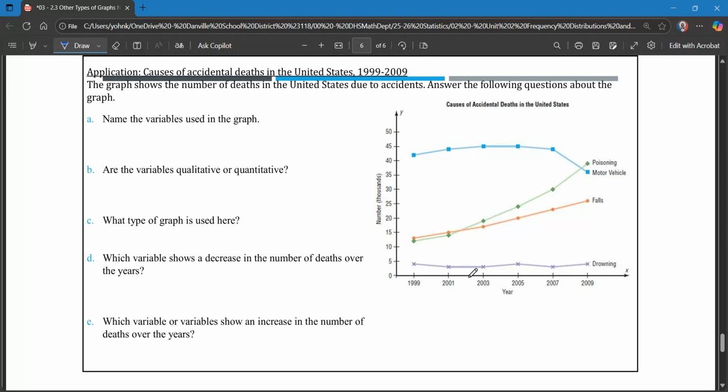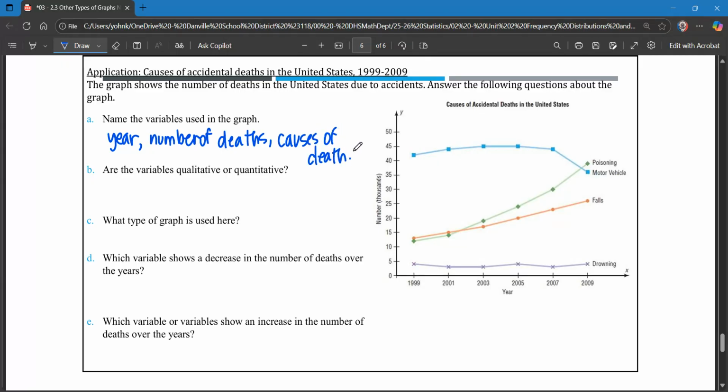Well, you have year at the bottom, you have number of deaths on the vertical, and you have different causes of death. So we have year, number of deaths, and causes of death.